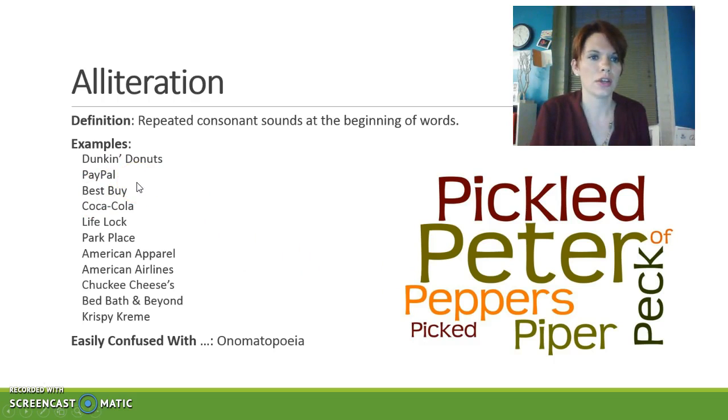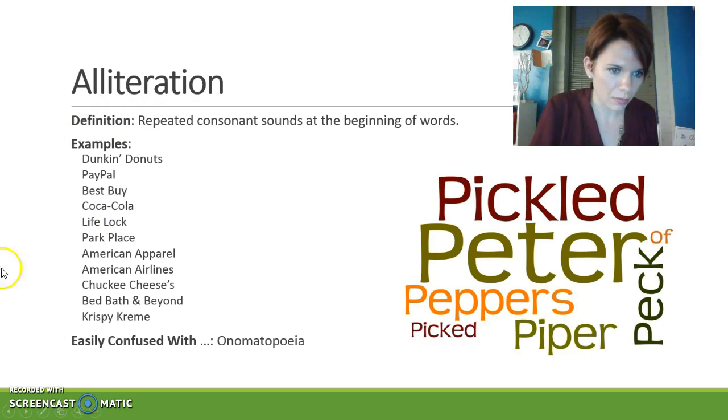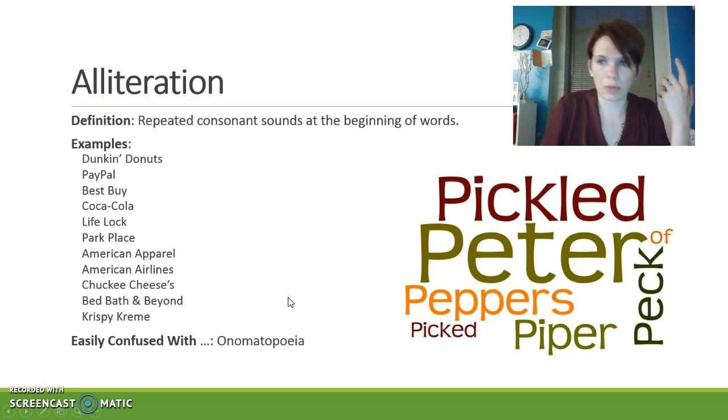All of these are examples of different companies that use alliteration. Dunkin' Donuts, duh. PayPal, Best Buy, Coca-Cola, LifeLock, Park Place, American Apparel, American Airlines, Chuck E. Cheese's, Bed Bath & Beyond, Krispy Kreme. They do that because it's easy to remember.